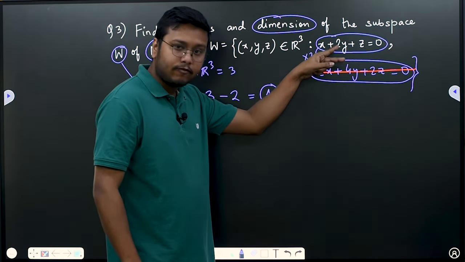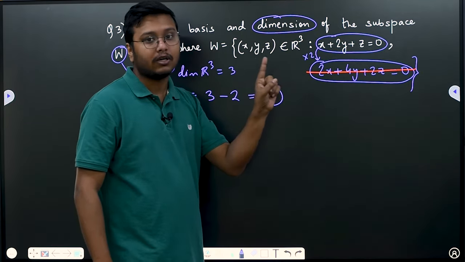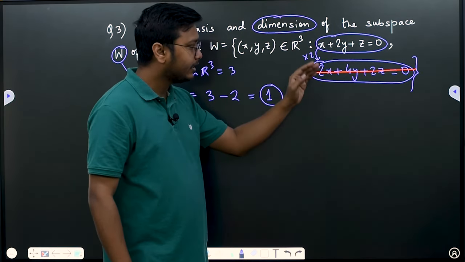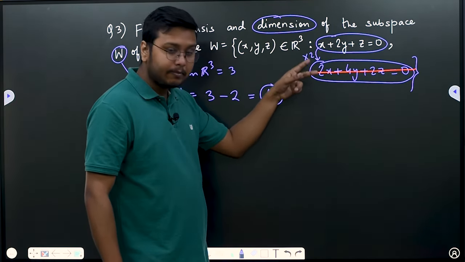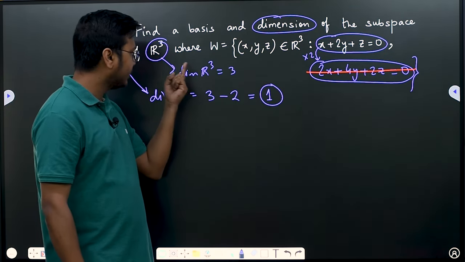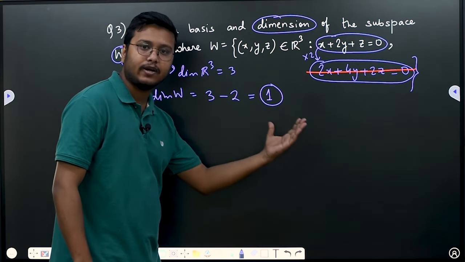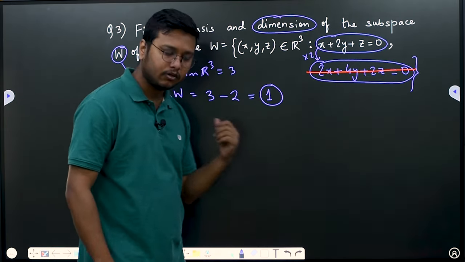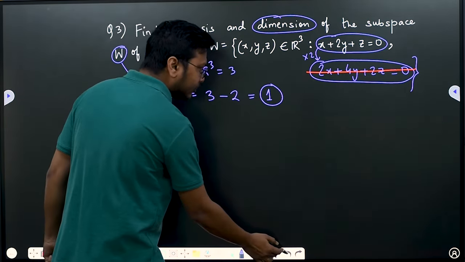So although you have two equations visible to you, that does not mean they are independent. You have to check whether they are independent or not. Ultimately, you subtract the number of independent equations you have from the dimension of the original vector space, which is R3 in this case, and you get the dimension of the subspace. Okay. So this is the concept.